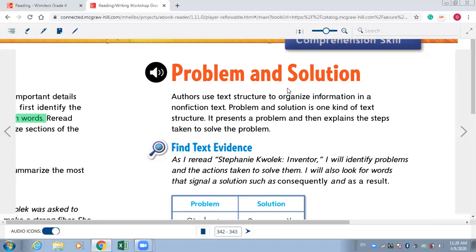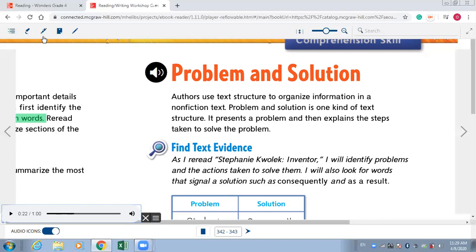Let us listen to what we mean by problem and solution. We already mentioned that. Problem and solution. Authors use text structure to organize information in a nonfiction text. Problem and solution is one kind of text structure. It presents a problem and then explains the steps taken to solve the problem. Find text evidence. Okay.